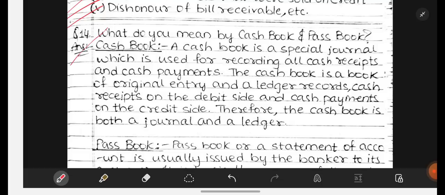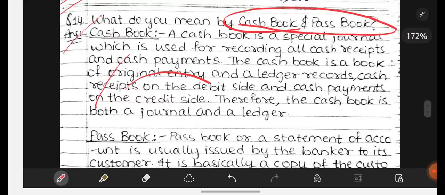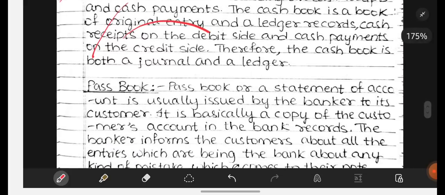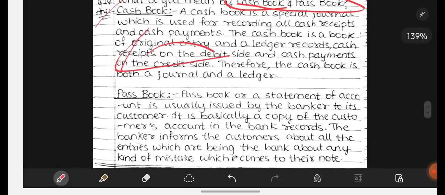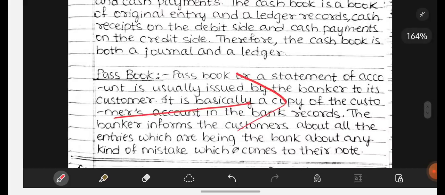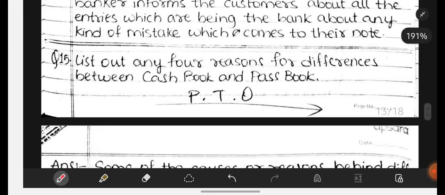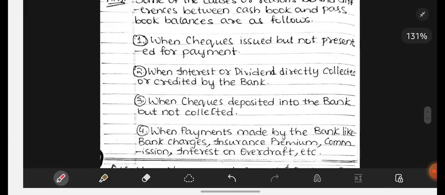What do you mean by cash book and passbook? Simple. Whom will the cash book be with? I have said in the BRS explanation, yes or no? Cash book will be with us, yes or no? Means we will be making the changes in the cash book, but in the passbook the banker will make the changes. The banker will give the passbook to the customer. Yes or no? List out the 4 reasons for difference between cash book and passbook. This is also from BRS only.